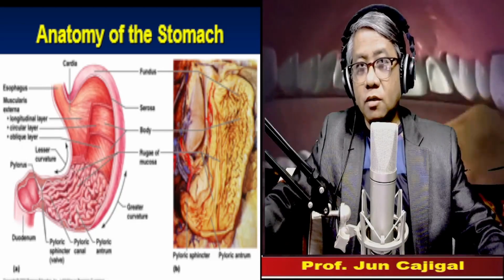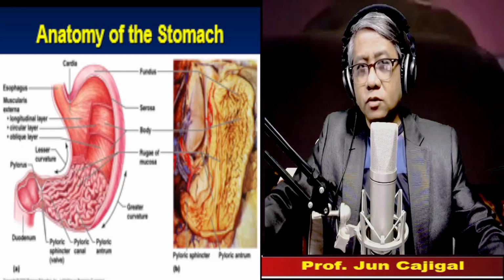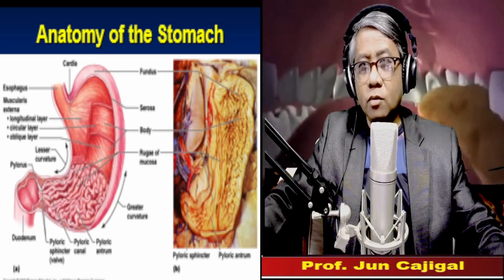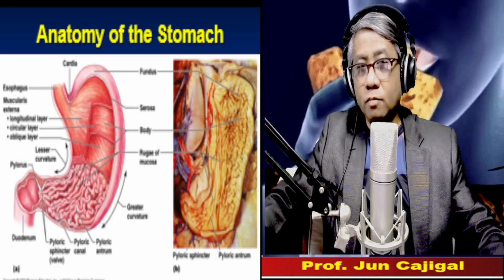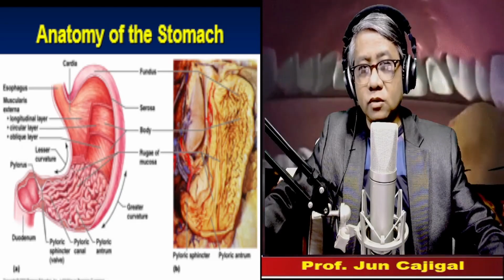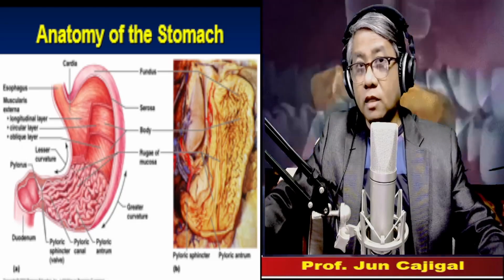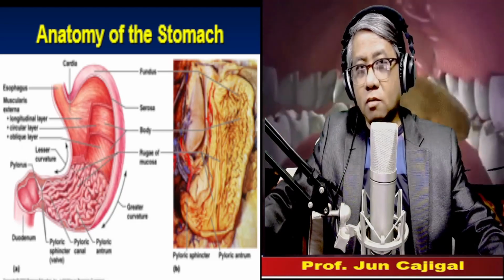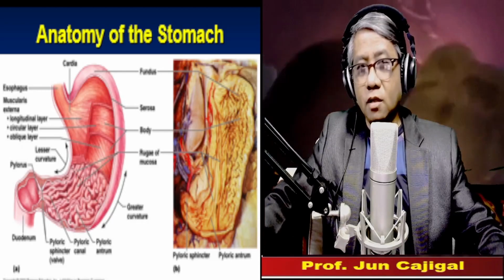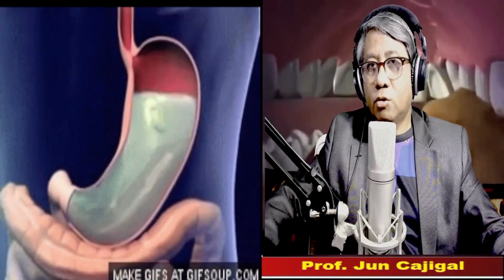Now, as I have mentioned earlier, the inner wall of the stomach is composed of mucous membranes. Also, the inner wall has longitudinal folds called rugae, and the rugae increase the surface area of the stomach to facilitate the mixing of food with gastric juice. And also the stomach has circular, longitudinal, and oblique muscles that will allow the stomach to contract and that will facilitate the mechanical breakdown of food. So those are the regions of the stomach.